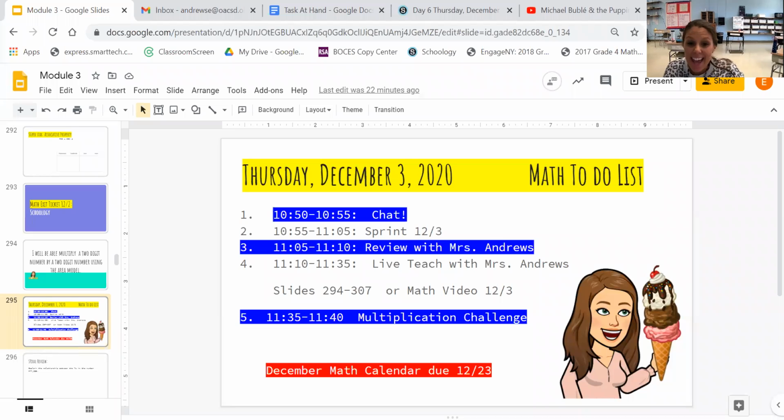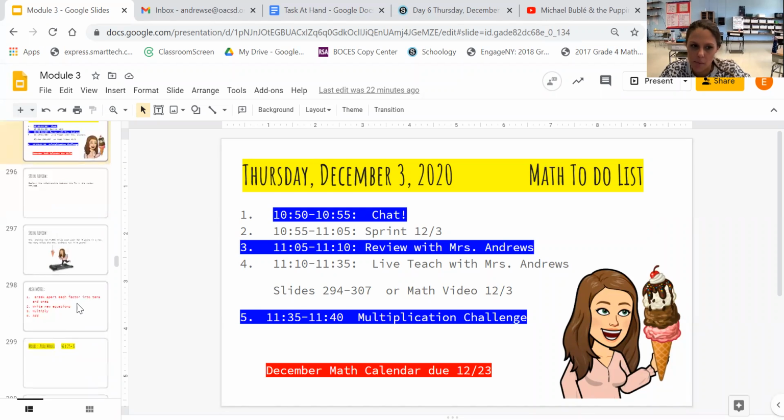Ladies and gentlemen, today we are continuing with 2-digit by 2-digit multiplication, but we're going to switch things up and focus on the area model. It's very, very similar to the area model we did with multiplying a 3-digit by 1-digit, but it's going to be a little different. So if you liked the area model, this is the one for you.